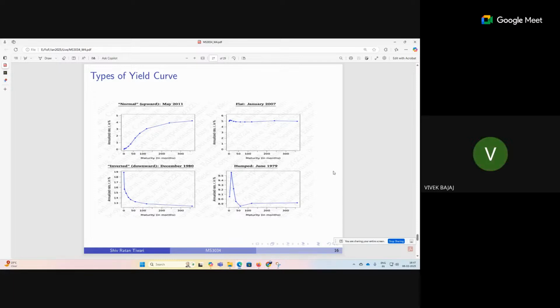One more question: in what economic conditions does the yield curve become inverted? Because that means suddenly my demand for the short term has gone up.